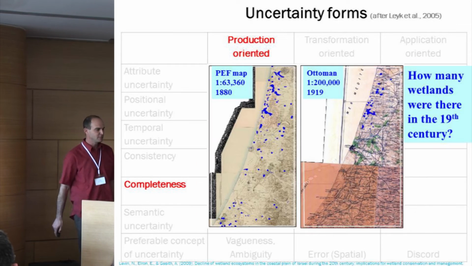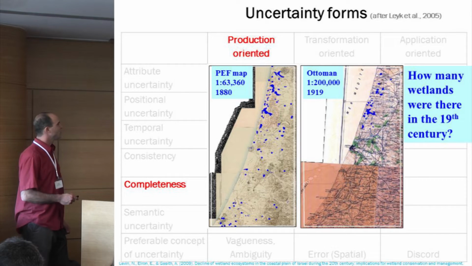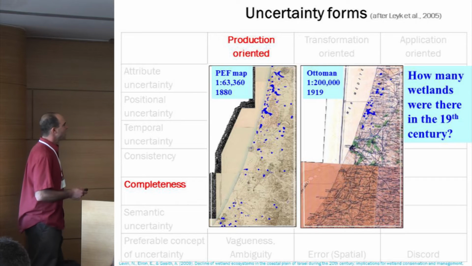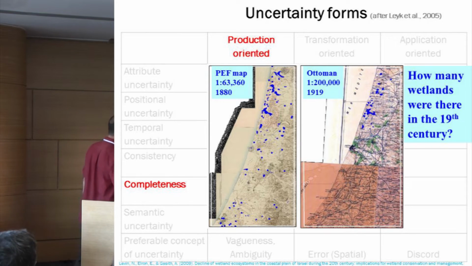And the last example I'll give you is another study that we did concerning the wetlands along the coastal plain. We wanted to know how many wetlands there were in the 19th century along Israel's coastal plain. We can see here two maps, a PEF map and then a Turkish map, showing a different number and size of wetlands. So how many wetlands were there?